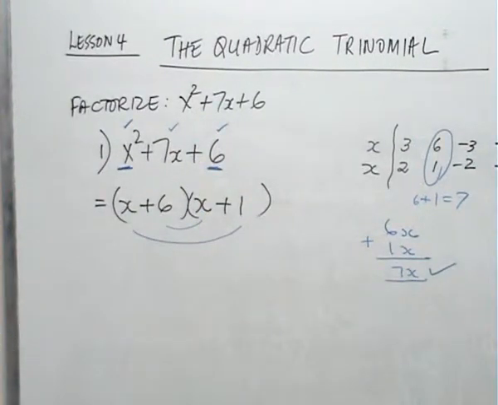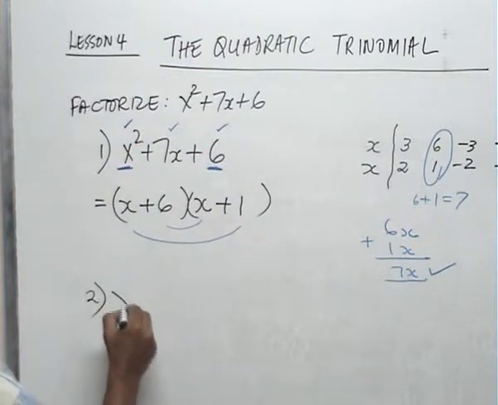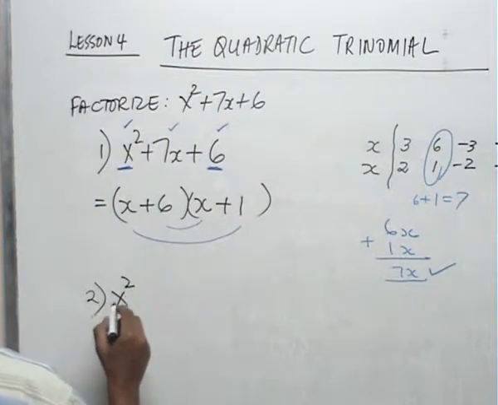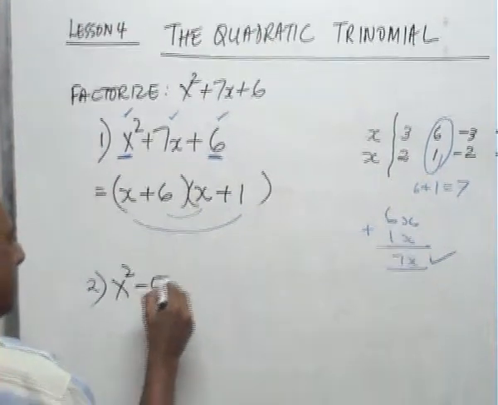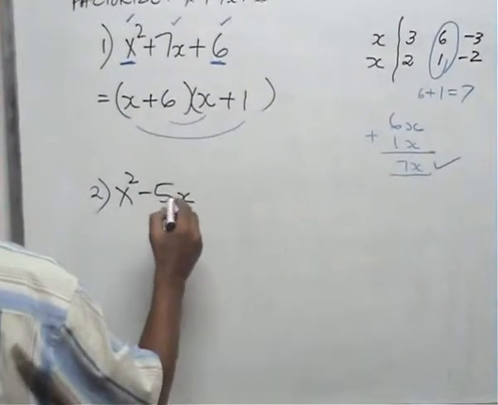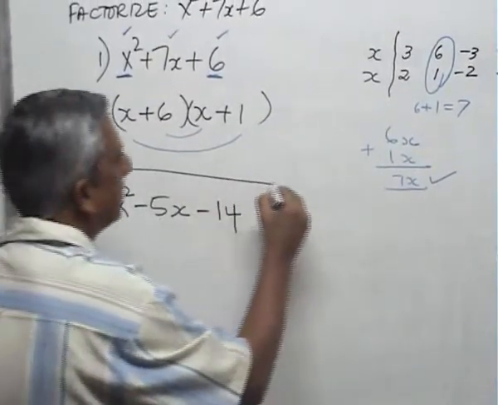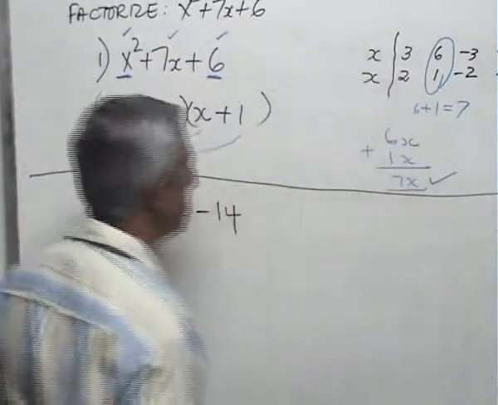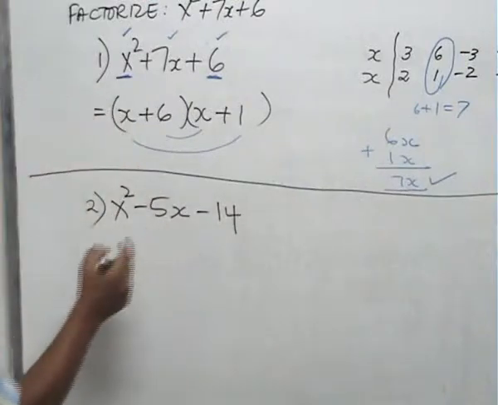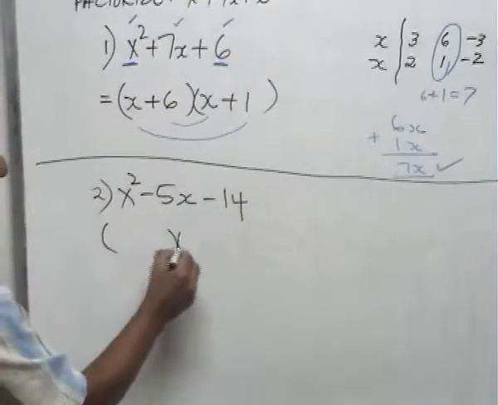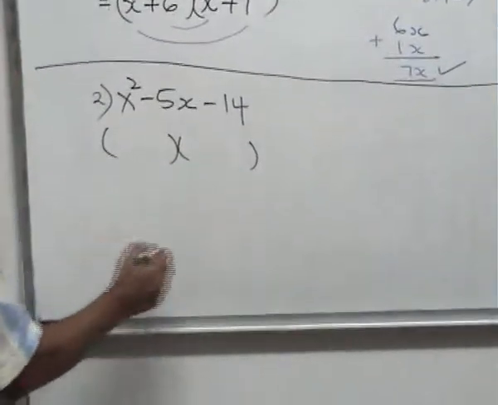Okay? Let's do another example. Suppose the example is x squared minus 5x minus 14. Now you've got to be careful. Now we've got a minus sign here, but it doesn't matter. Right, we know it's going to be 2 brackets.